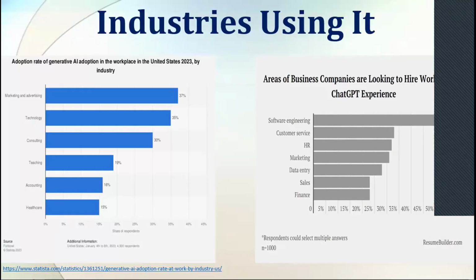Software engineering. It's great for programming, but some sites have banned the results because it sometimes makes mistakes and they don't want liability issues, and that's fair. Customer service, human resources, marketing, data entry, sales, finance. Those are all looking to hire folks with ChatGPT experience. You're saying, wait a minute, if they're banning it in the schools, be it in the colleges or in the high schools, and you graduate and you haven't used it, are you going to be at a disadvantage? Afraid so. And then adoption rate in different industries is here too.